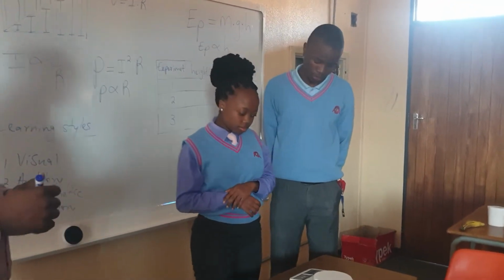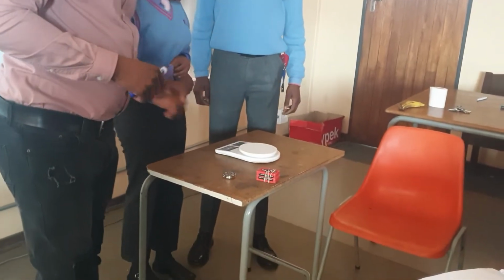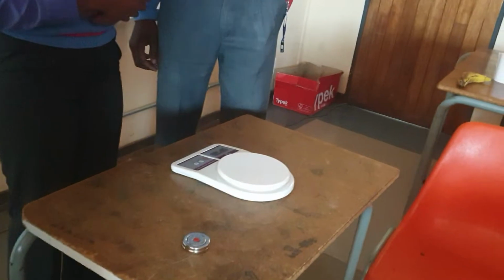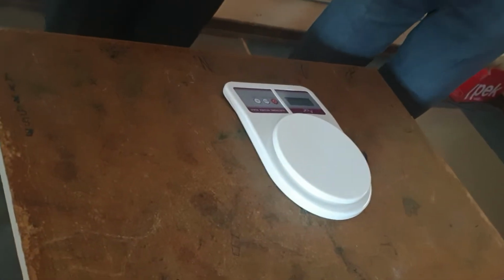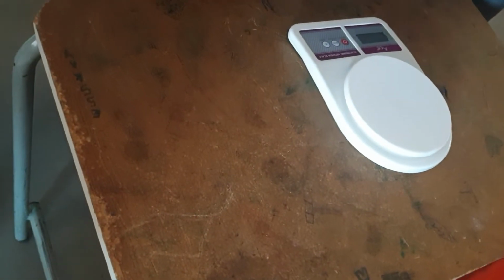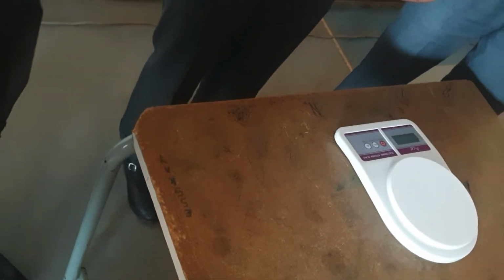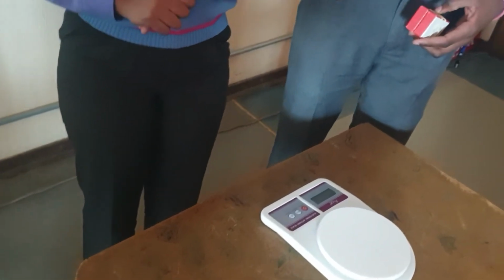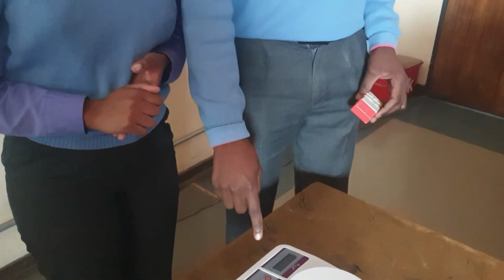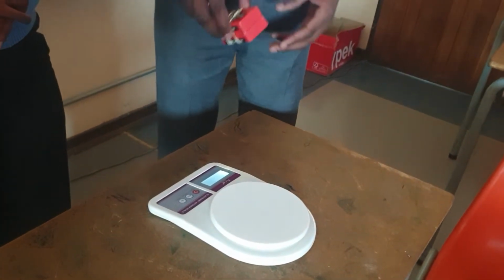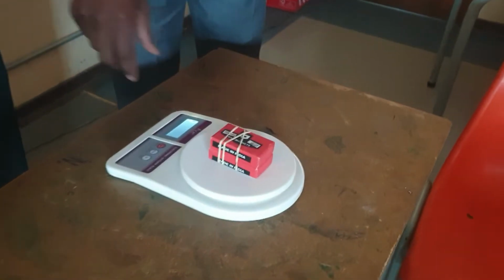learning process. So Ezra, there you've got a scale where you are going to determine the mass of this block, and you've got a measuring tape. Measuring tape for you to measure the height. Now you are going to start by determining the mass of that block. You must switch on the scale. Then you determine the mass of the block.